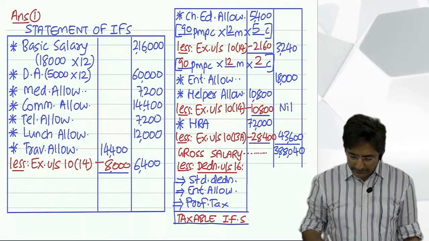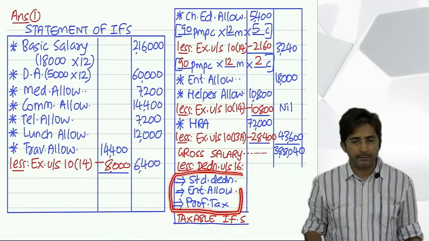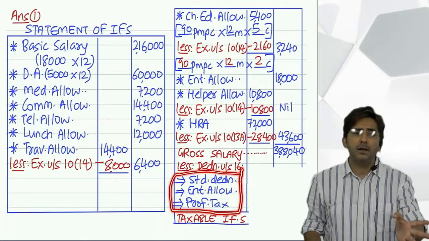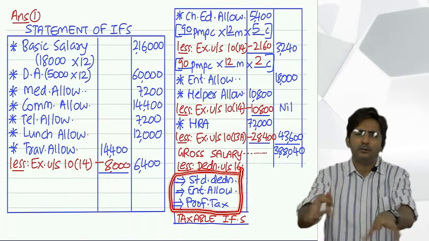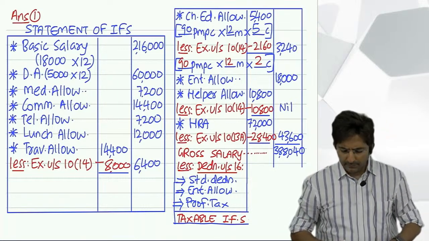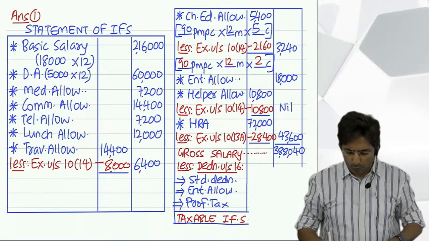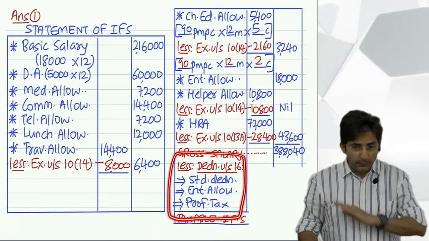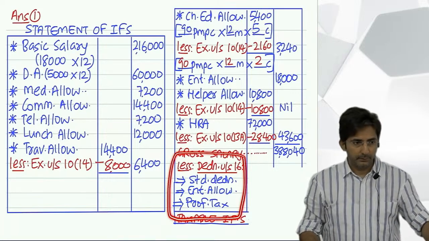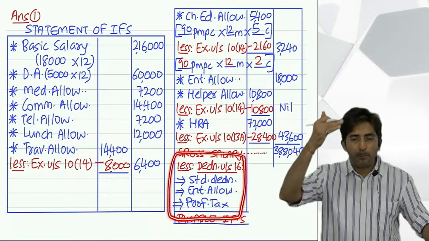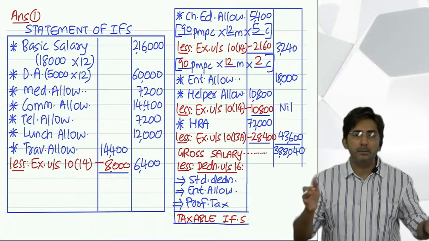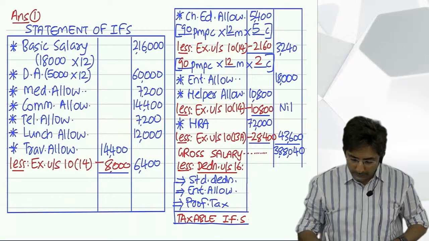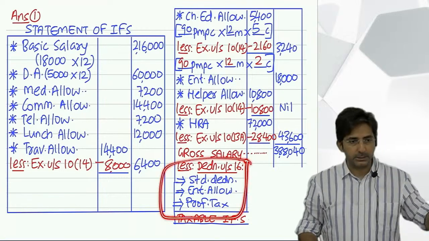And these three things you should always write in this same line. First write standard deduction, then write entertainment allowance. Even if not there, you write it just for the sake of writing. Then write profession tax. This portion is a fixed format. In the top of the statement, you write what has come in the question, listing the items depending on the question. But the bottom of the statement is fixed.